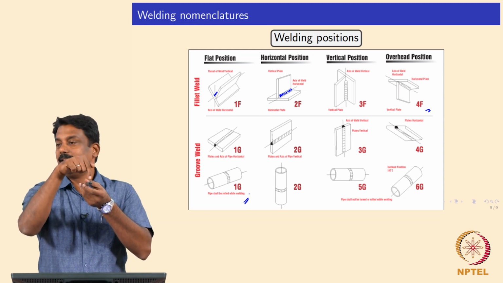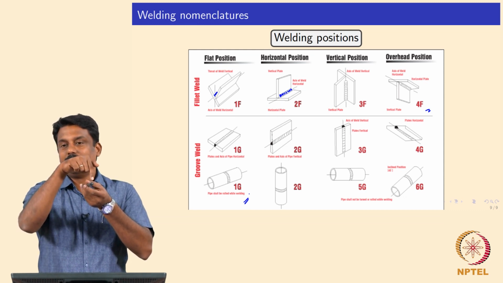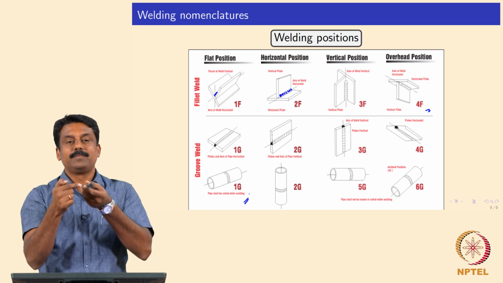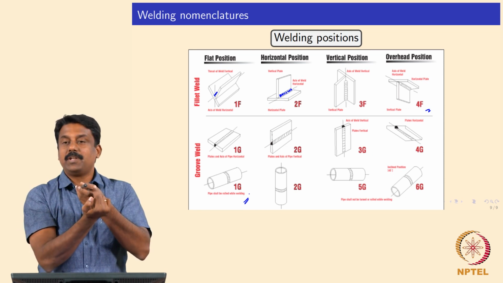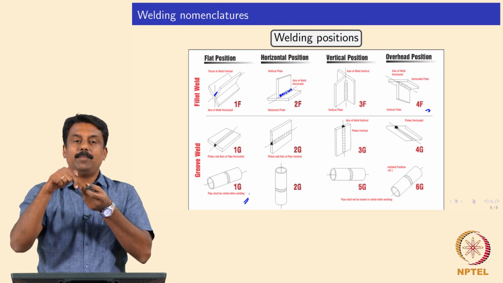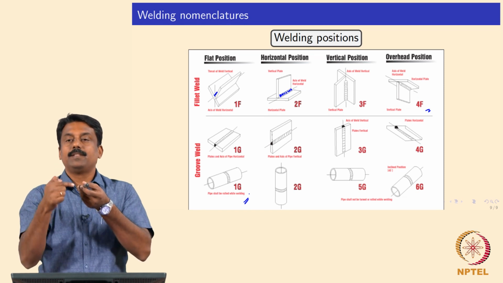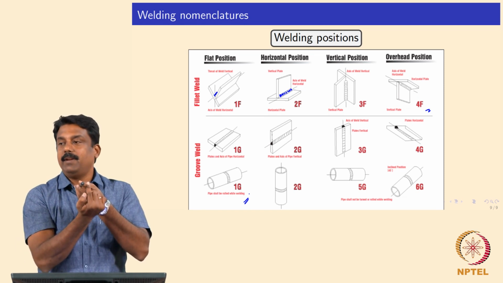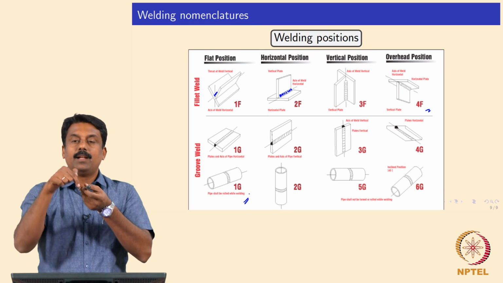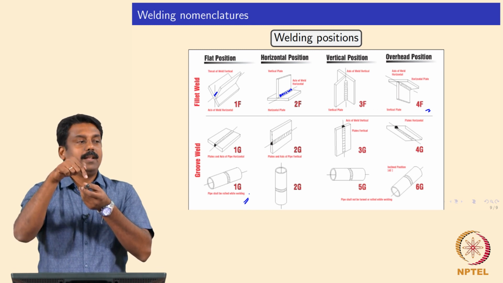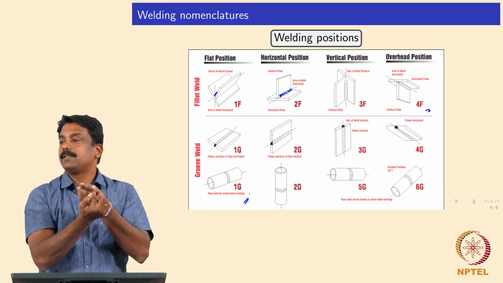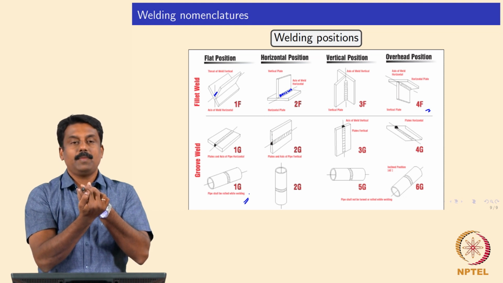Gravity assists only in downhand welding. So if you are changing the positions, you also change the forces that assist and detach the metal droplets. So when you are doing 5G welds, you have to make sure that you adapt the welding procedure in such a way that your metal transfer is uniform along the circumference when you are welding, isn't it?